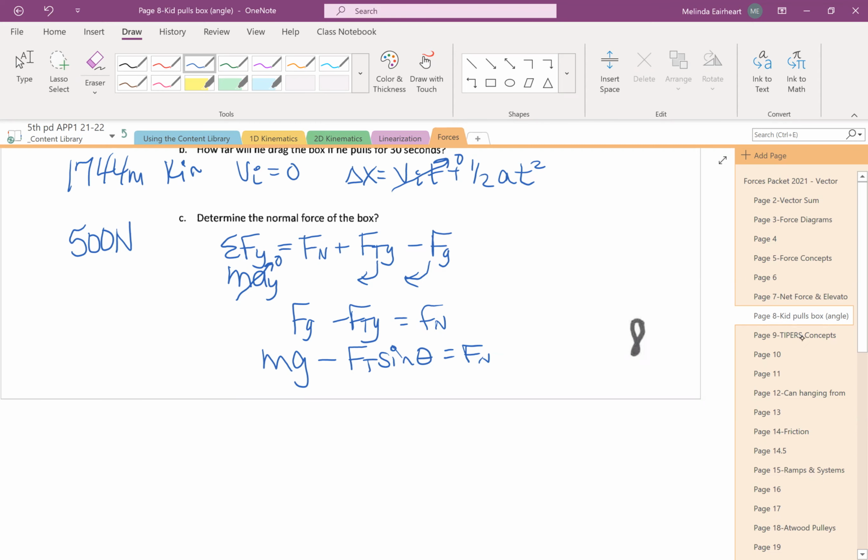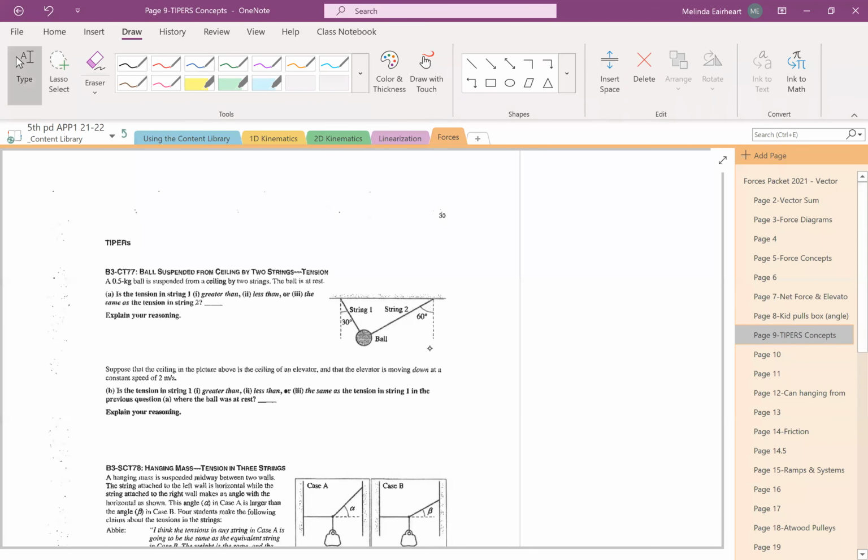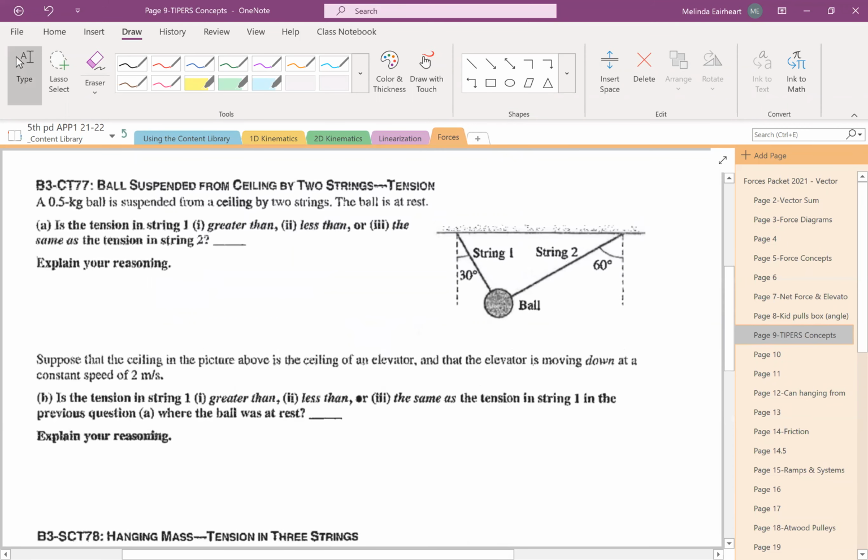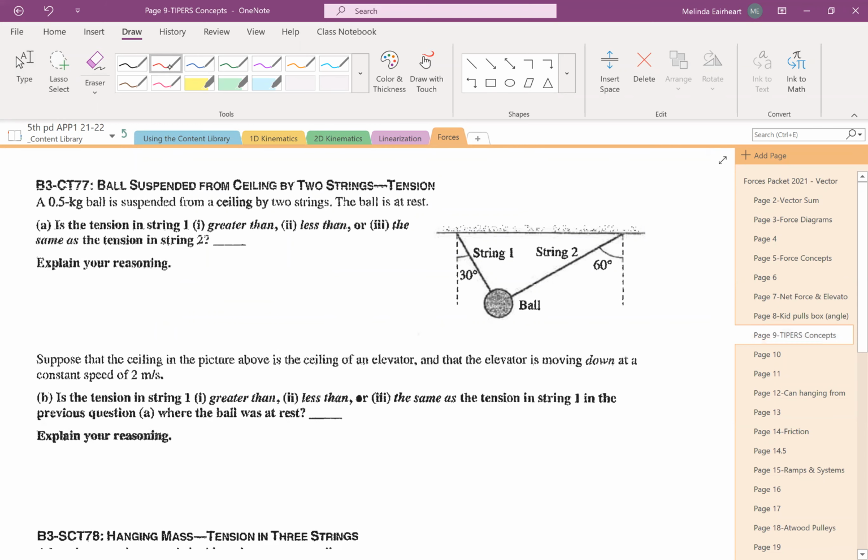I want to do at least the top problem there. No numbers on this one, so it should go a little quicker. We've got a ball. It's 0.5 kilograms suspended from a ceiling by 2 strings. The ball is at rest. If it's at rest, F net for everybody is going to equal 0, right? 0 acceleration, F net equals 0. This is our Newton's first law condition.